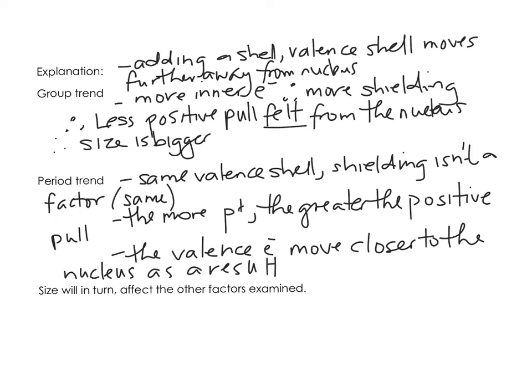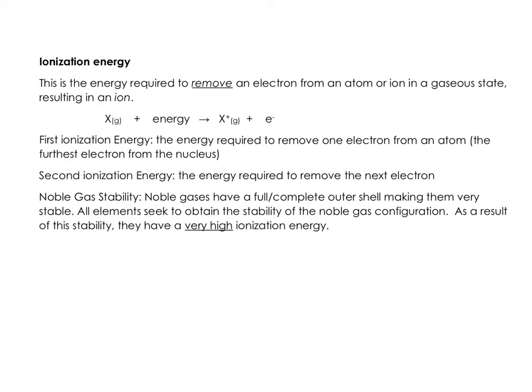Ionization energy. So this is the energy required to remove an electron from an atom or ion that's in the gas state. So it's been put into the gas state, so energy's already been added to it. It's been put in the gas state, and you end up forming a positive ion, and it always requires energy. So energy is on the left-hand side.